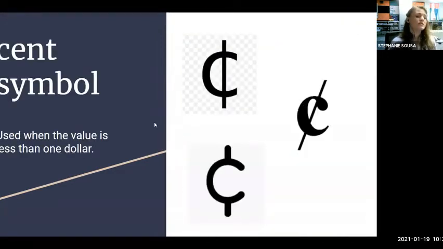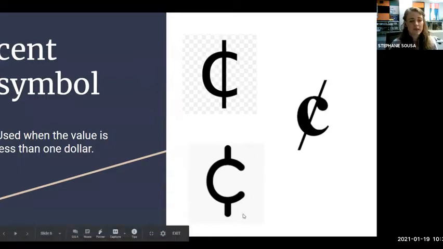The next thing that our standard told us is we need to know the difference between the cent symbol and the dollar sign, okay? The cent symbol is used when the value is less than $1, okay? So when you go to the concession stand and they tell you that an airhead is 50 cents, that is less than $1, so they say cents, okay? They don't say it's $1.50, okay? They say it's 50 cents. So that's when we use the cent symbol.